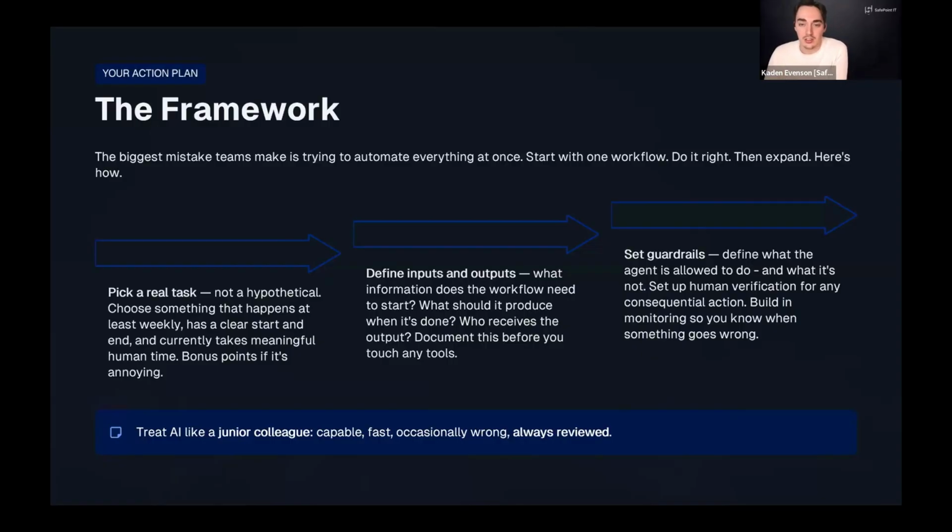Treat it like a junior colleague: capable, fast, sometimes wrong. Check on it, review it. That's how you implement agentic AI properly.